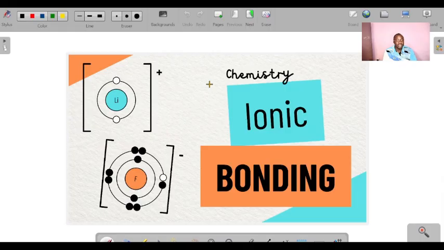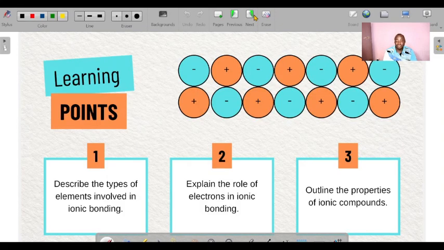As a student, it is very important that we're able to understand the issues around compounds because they are going to assist you. What are some of the areas we are going to cover in this session? Number one, we are going to describe the types of elements that are involved in ionic bonding. These are simply the metals and the non-metals, as we shall see. Number two, we are going to explain the role of the valence electrons in ionic bonding. And number three, we are going to look at the properties of ionic compounds.